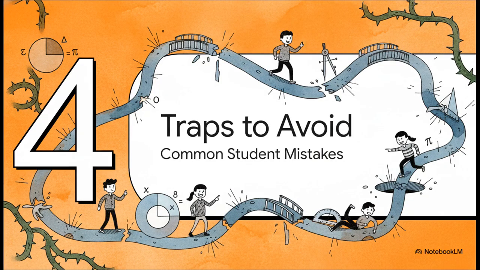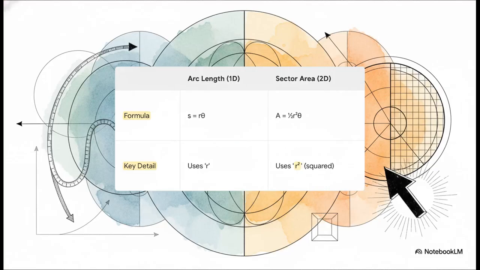Knowing how to get the right answer is half the battle, but the other half is knowing all the common traps people fall into, so you can just sidestep them completely. One of the big ones is getting the arc length and sector area formulas mixed up. I mean, look at them side by side, they're super similar. But the key thing to lock into your brain is that sector area uses r squared. That little square should be your trigger that you're finding a two-dimensional area, not just a one-dimensional length.